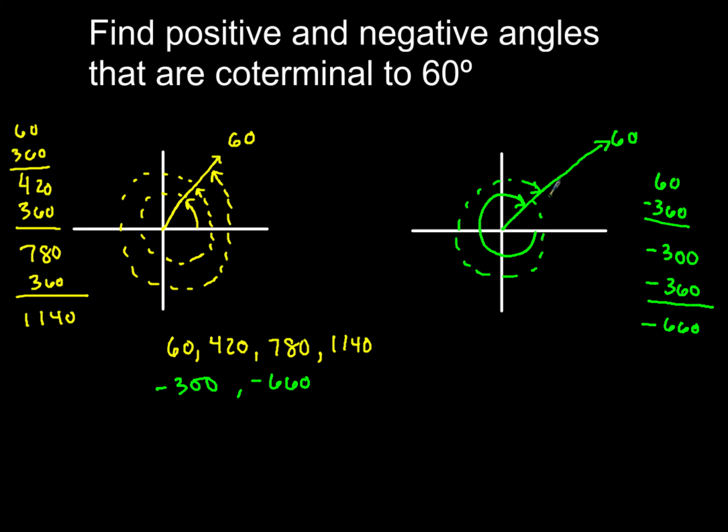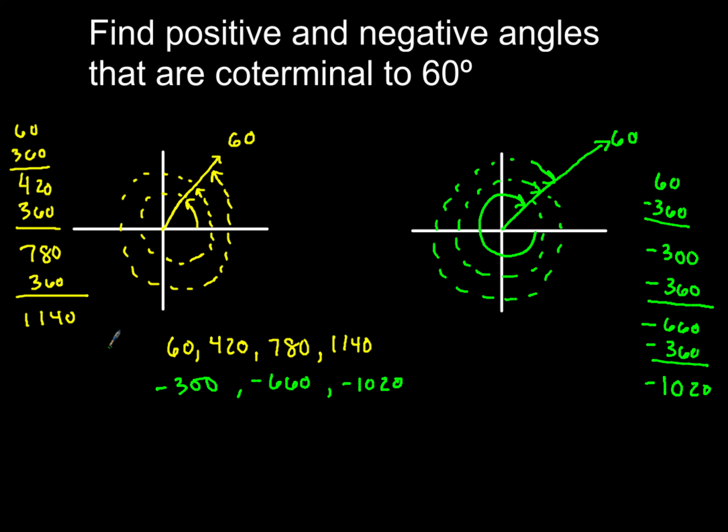And if you wanted to go around one more time because you were really bored, you'd subtract 360 degrees again, and finally you're at negative 1,020 degrees. So all of these angles are coterminal.